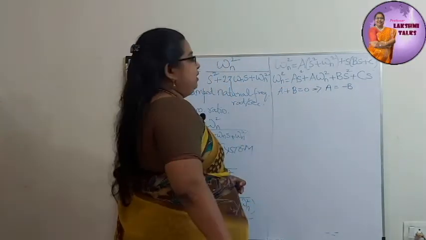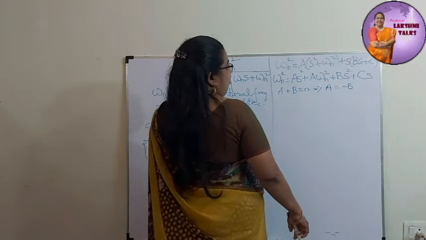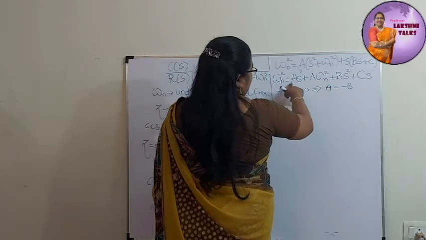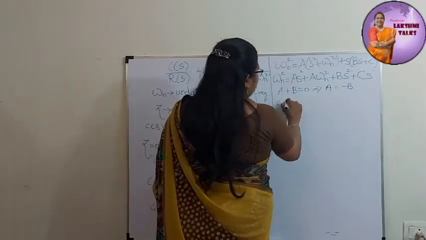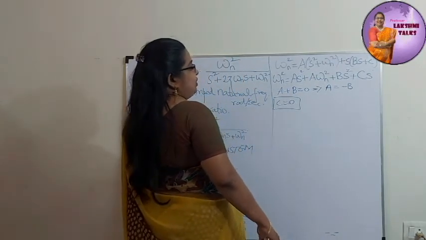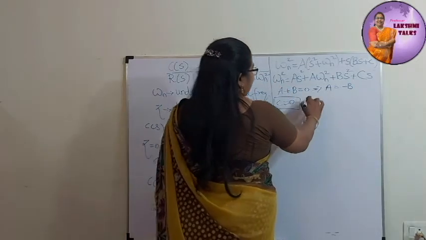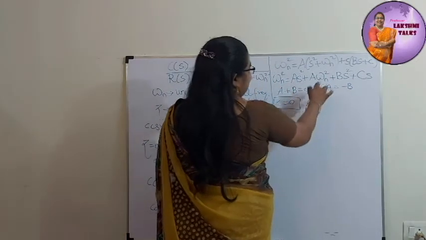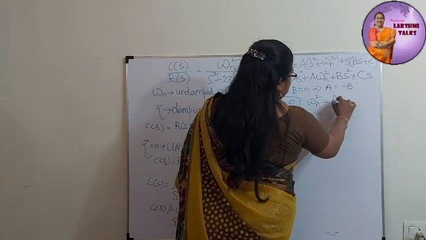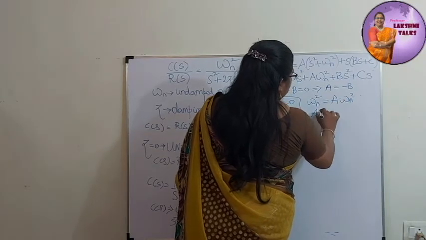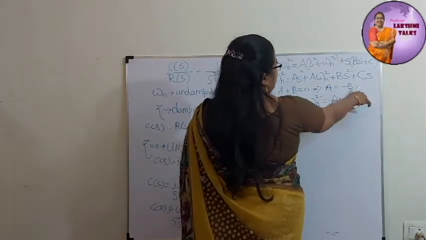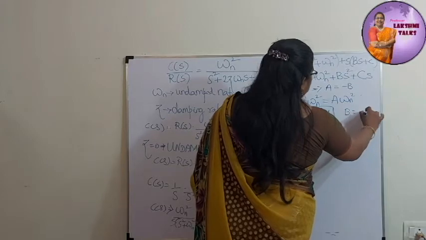Now what happens when you equate the coefficient of s? The s coefficient here is just C, and this side it is 0. So we get C is equal to 0. Then equating the coefficient of the constant. Here omega n square is the constant. And on that side, A omega n square is the constant. So which means A is equal to 1. And we know that A is equal to minus B. So since A is 1, B will be minus 1.